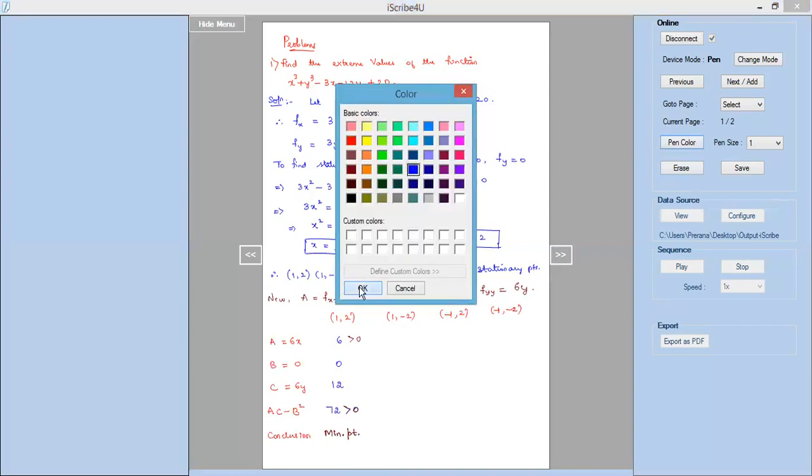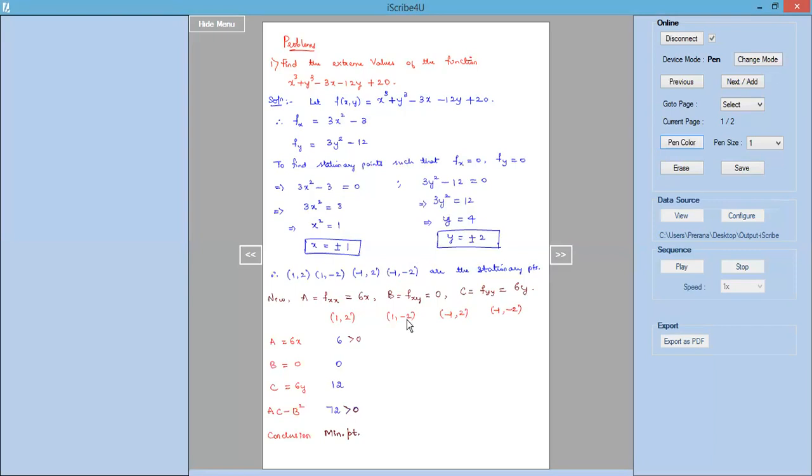For this we are going to write down x is 1, y is minus 2. So capital A will be 6, B will be 0, C will be minus 12. So AC minus B square will be minus 72. We observe that AC minus B square is negative. Whenever AC minus B square is negative or exactly equal to 0 sometimes, we never look into the capital A value. We just directly conclude that it is a saddle point. Saddle point.